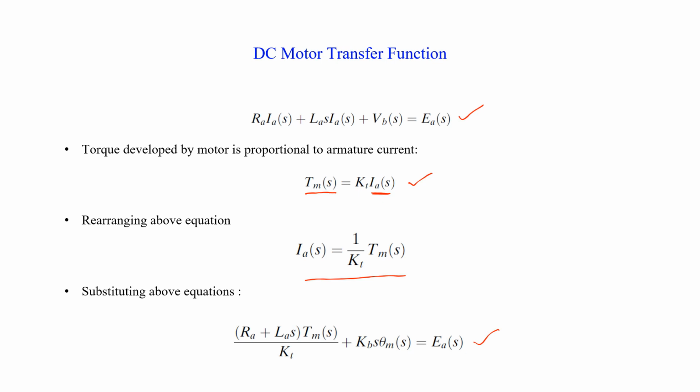Now, if we see this equation, the objective was to find the transfer function between Ea and theta m. But we can see that we have another function, which is Tm as well. So we have to remove this Tm and write it in terms of theta m.